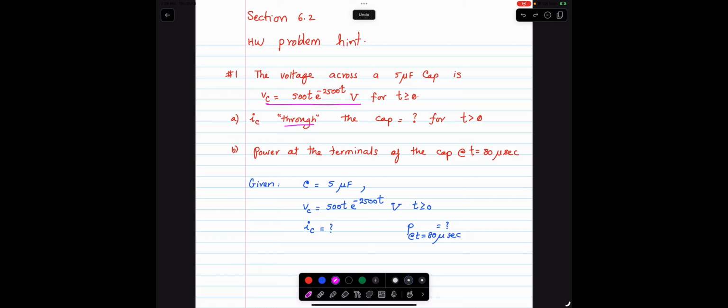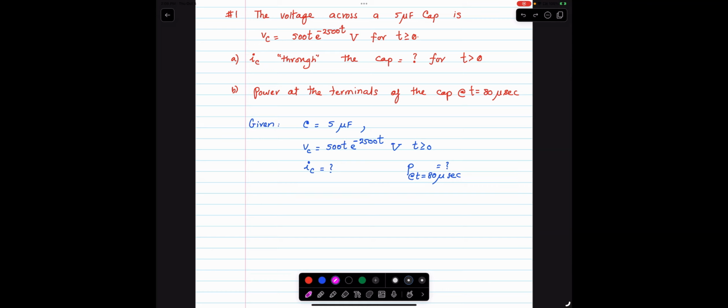Okay, in reality, the current does not go through the capacitor, but it goes around, it is displaced around the terminals of the capacitor, but it can be thought of as going through the capacitance for all intents and purposes. Okay, but in reality, that's not the case. That's beside the point. But we have found ourselves in this situation in the past.